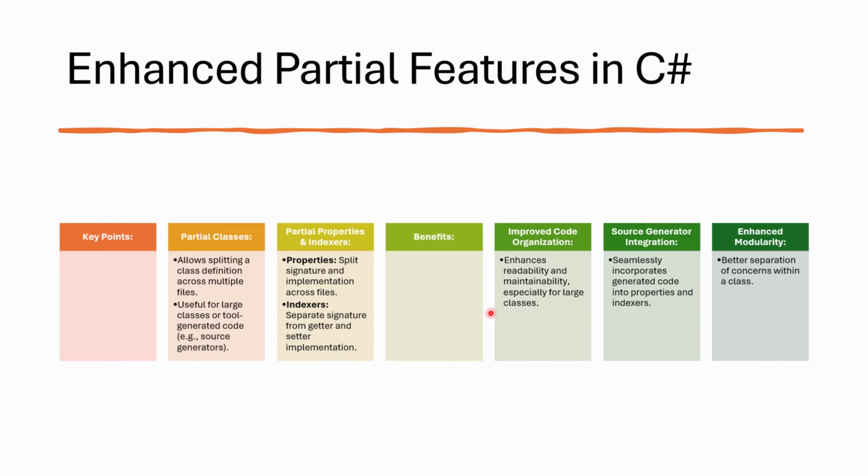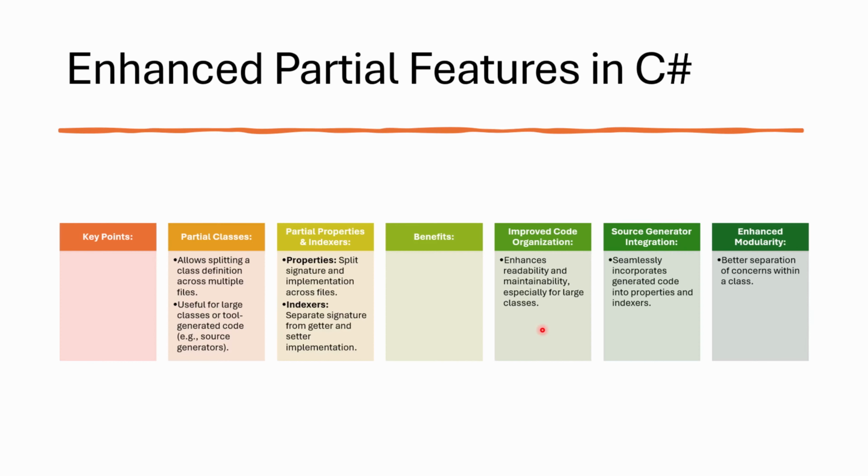Now, C# takes this further with partial properties and indexers. You can declare the access modifier, type, or parameters in one part and implement the getter and setter in another. This is particularly useful when integrating with source generators, as it allows generated code to define parts of a property or indexer. The benefits are clear: better code organization, enhanced modularity, and easier maintainability for complex classes.